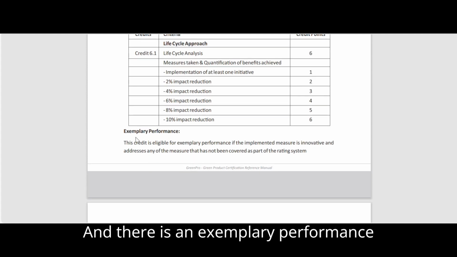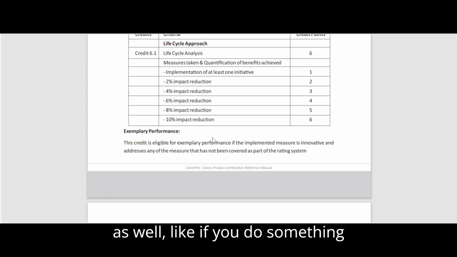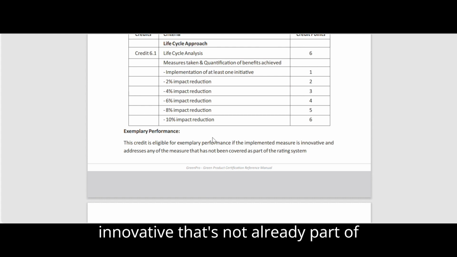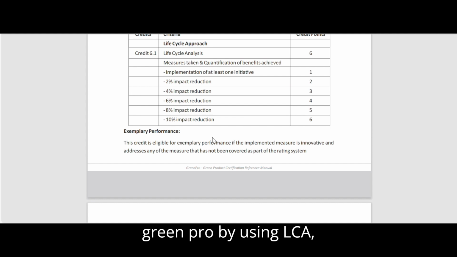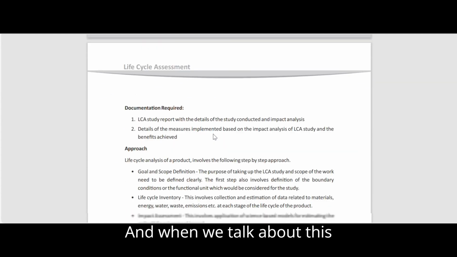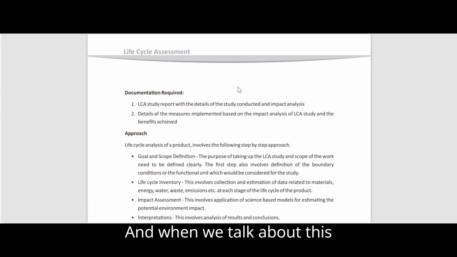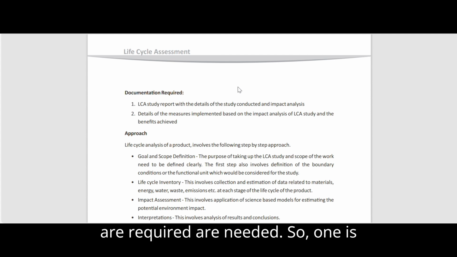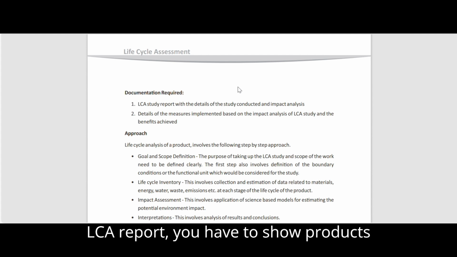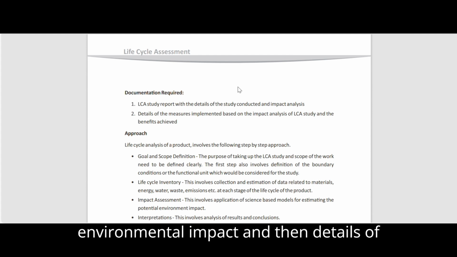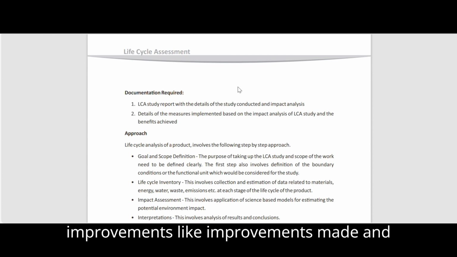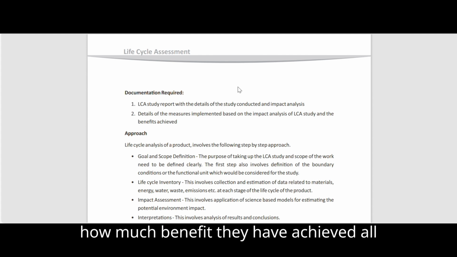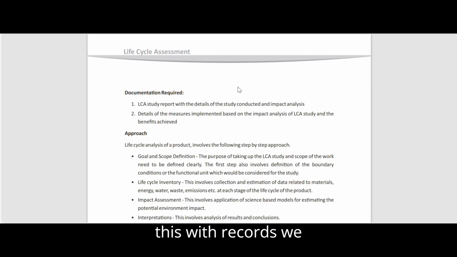And there is an exemplary performance as well. If you do something innovative that's not already part of GreenPro, by using LCA, you get bonus points. And when we talk about the documentation required, one is the LCA report. You have to show the product's environmental impact, and then details of improvements made and how much benefit they have achieved. All this with records we require.